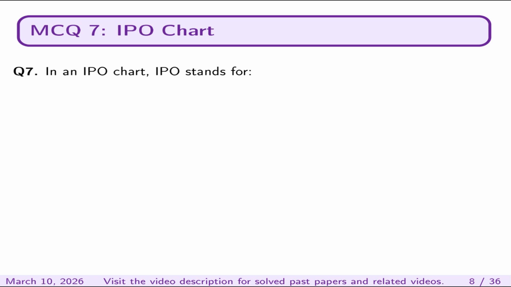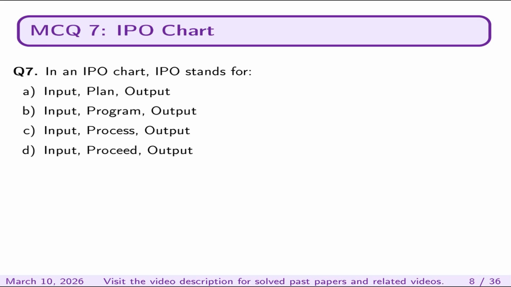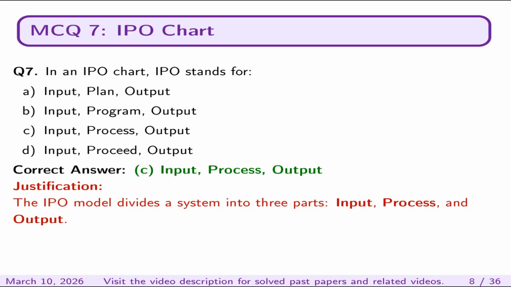Question number 7. In an IPO chart, IPO stands for input, plan, output, input, program, output, input, process, output, input, proceed, output. The correct option is input, process, and output. Because the IPO model divides a system into 3 parts, that is input, process, and output.